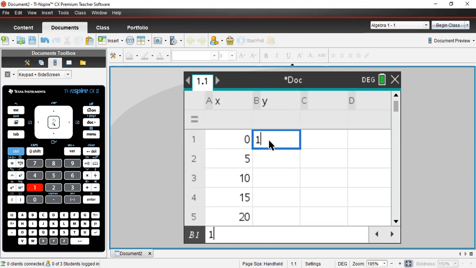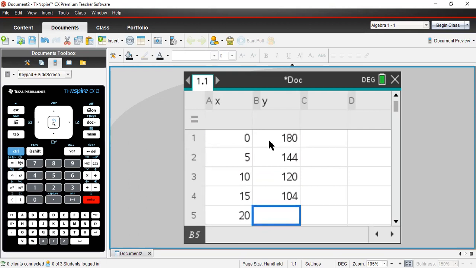Initially, the temperature was 180 degrees Fahrenheit. Then it dropped down to 144 degrees, so it cooled down. Then it went down to 120 degrees. Then it went down to 104 degrees. Then it went down to 93.3 degrees. And then it went down to 86.2. So after 25 seconds, the temperature of the coffee was 86.2 degrees.